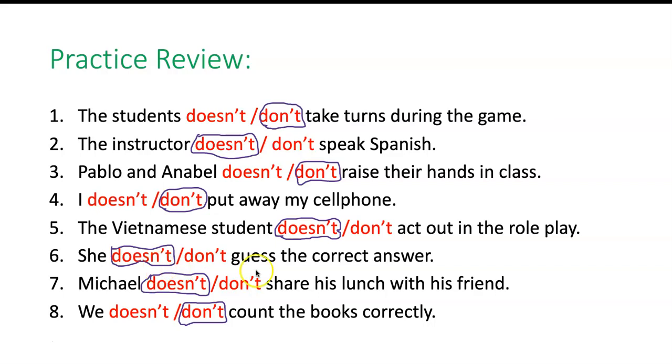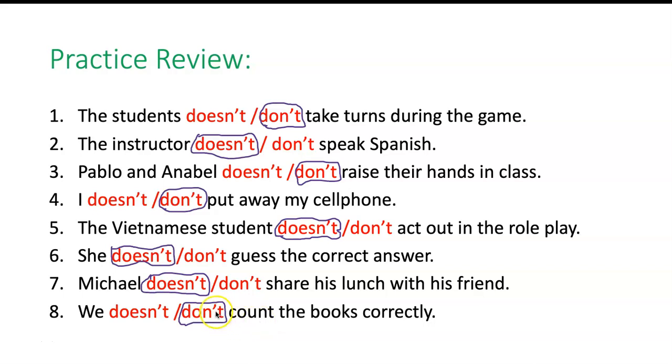She doesn't guess the correct answer. Guess, adivinar, the correct answer, ¿ok? So, ella no adivina la respuesta correcta. Michael doesn't share his lunch with his friend. Doesn't because it's Michael. Michael is he. Share, compartir, and his friend, su amigo. We don't count the books correctly. So we don't count, contar.